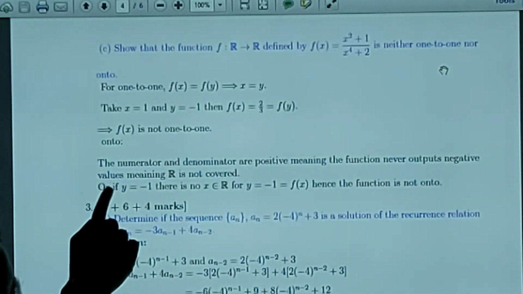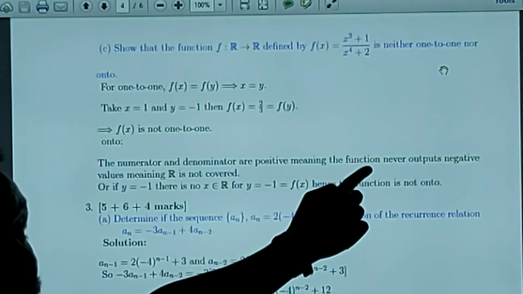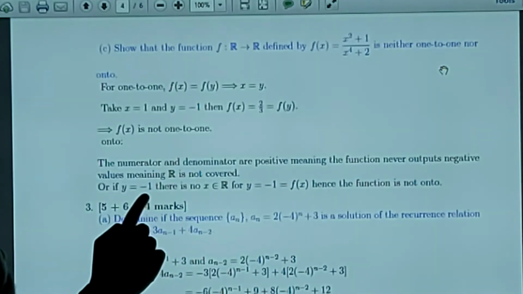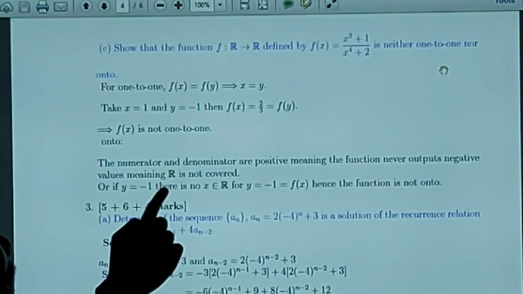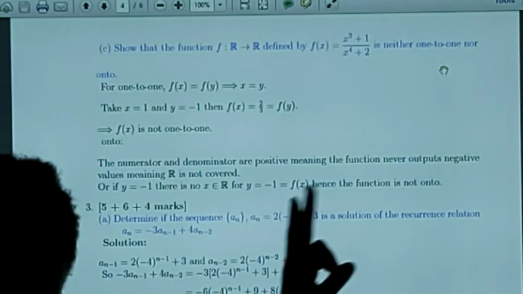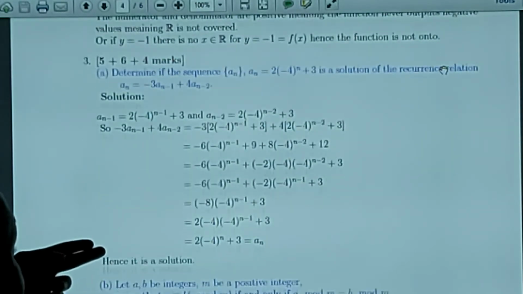So here I gave you: you can say the numerator and denominator are positive, meaning that the function never gives negative outputs, meaning that R is not covered. This is one way. Or you give an example, you say if Y is minus 1, there is no X for which f of x equals minus 1. That's it. You get your 2 marks, finish. So it was 2 marks, 2 marks. This one, nobody had a problem, so I go next.